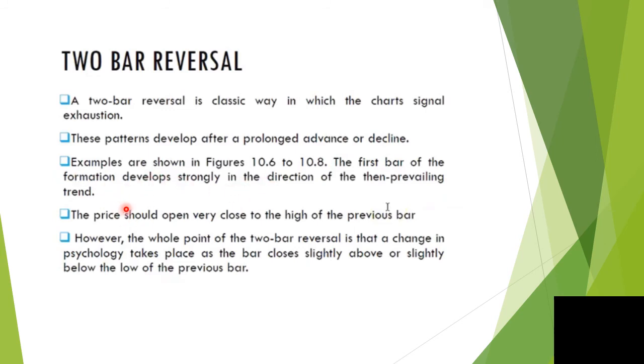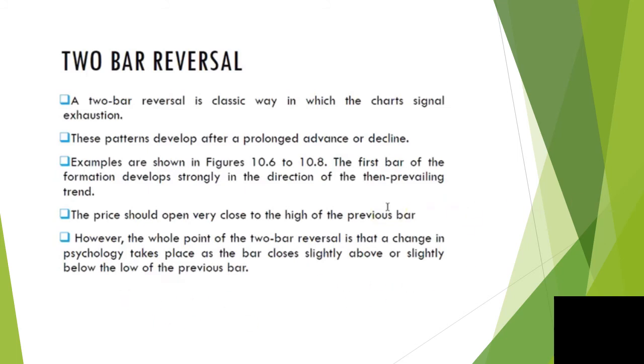So the first bar of the formation develops strongly in the direction of the then prevailing trend. So the price should open very close to the high of the previous bar. However, the whole point of the 2 bar reversal is that a change in psychology takes place as the bar closes slightly above or slightly below the low of the previous bar.